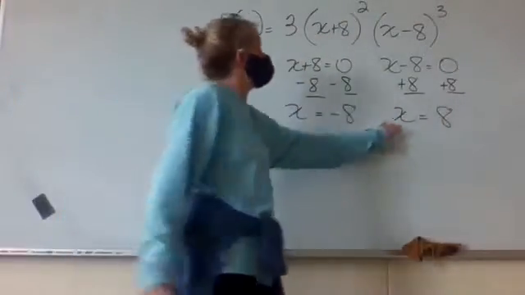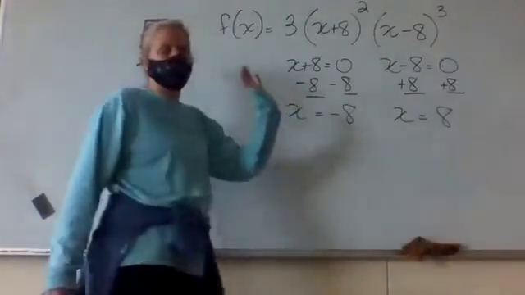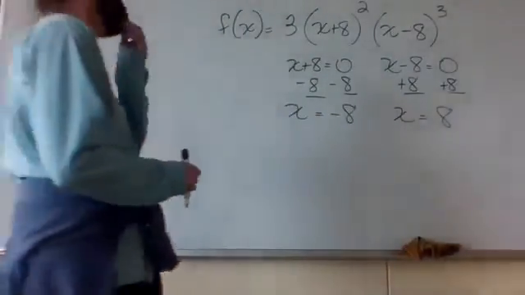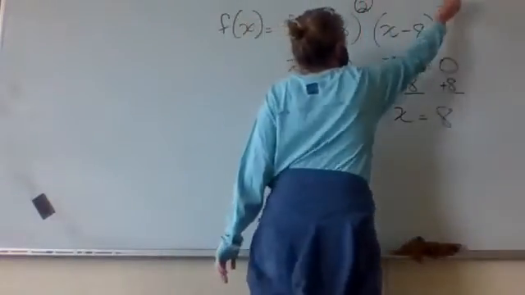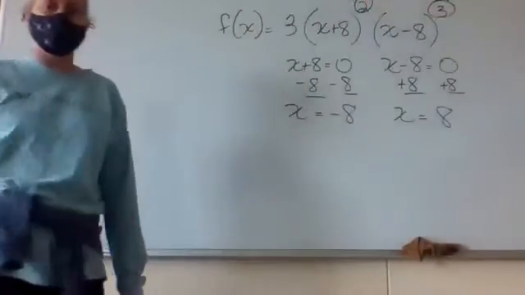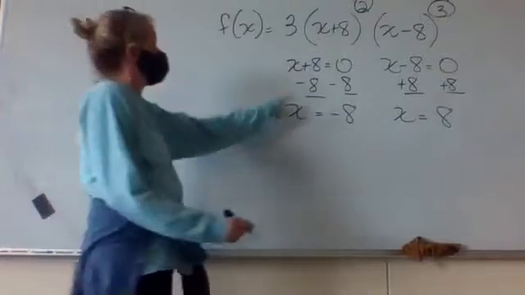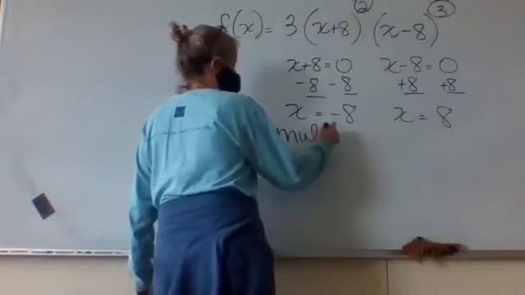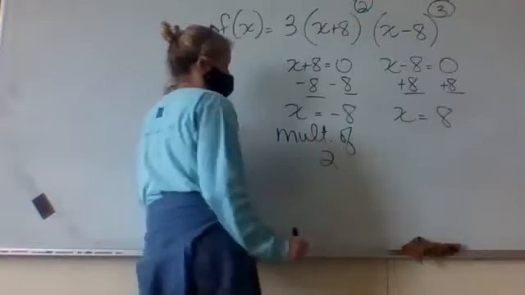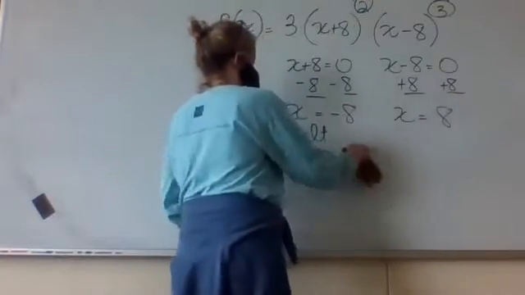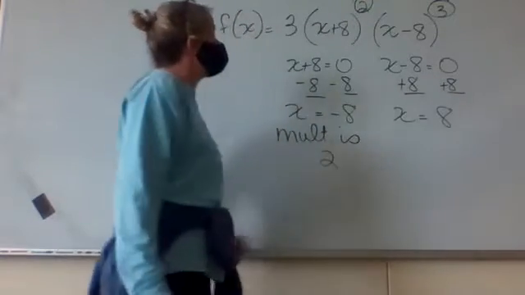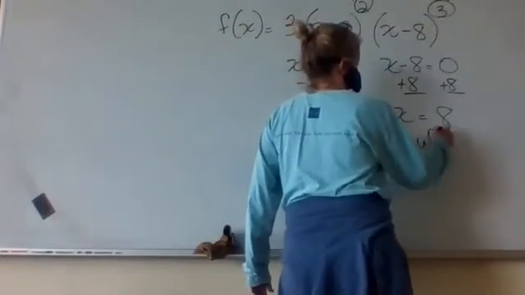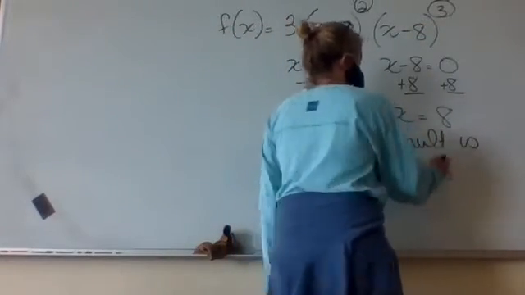So those are the two zeros of the function, and it also wants you to name the multiplicity of each of these zeros. And remember where the multiplicity comes from. It comes from the exponents of each of the factors. So -8 is a 0, and it has multiplicity of 2, however you want to state it. And +8 is a 0, and its multiplicity is 3.